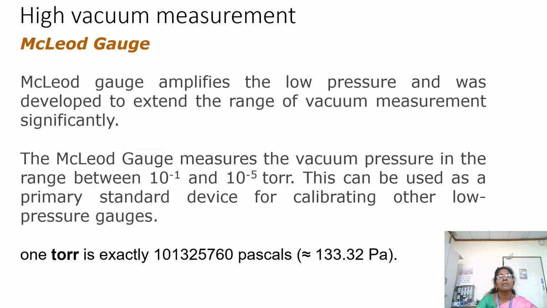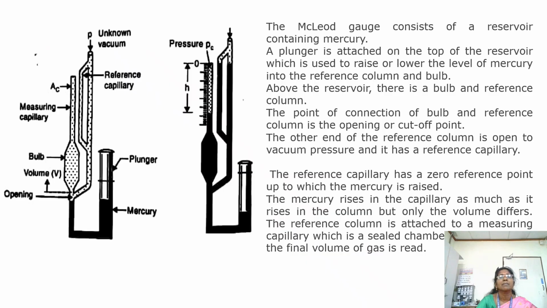Next is high vacuum measurement, the McLeod gauge. The McLeod gauge amplifies the low pressure and was developed to extend the range of vacuum measurement significantly. The McLeod gauge measures vacuum pressure in the range between 10 to the power minus 1 and 10 to the power minus 5 torr. This can be used as a primary standard device for calibrating other low pressure gauges. 1 torr is exactly 101325/760 Pascal, that is approximately 133.32 Pa. This is a McLeod gauge image.